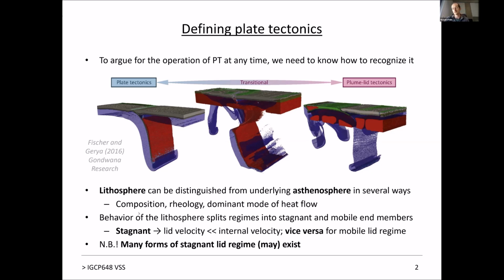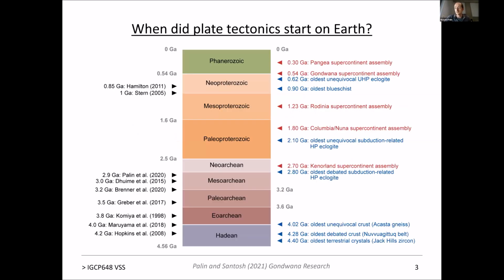And it's true that many forms of stagnant lid exist. So what we're looking for, and what we're going to argue for, is evidence that the plates have moved at some point in the geological past. So this harks back to the question of what does early mean? We have this generic diagram, these time charts that you see in many, many papers. This one's from one of our recent review papers, but they all show similar data.